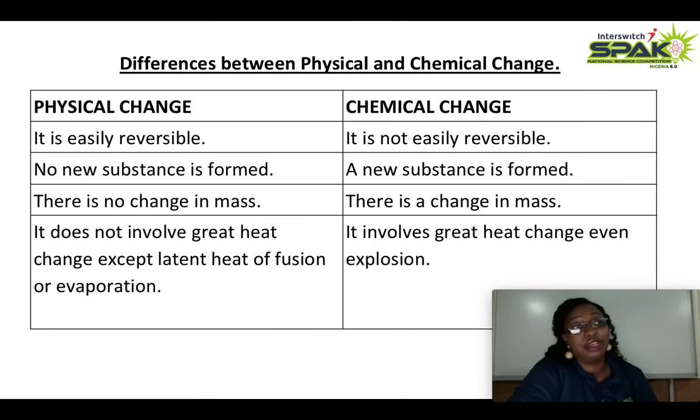Freezing of ice cream. Does it give you a new substance? No, it doesn't give new substances. But for chemical change, take burning: the moment you burn a substance, something else has been formed. That's why new substances are formed during chemical changes. For physical change, there's no change in mass, and for chemical change, there's a change in mass. Physical change does not involve great heat change, except latent heat of fusion or evaporation. And chemical change involves great heat change, like in an explosion.